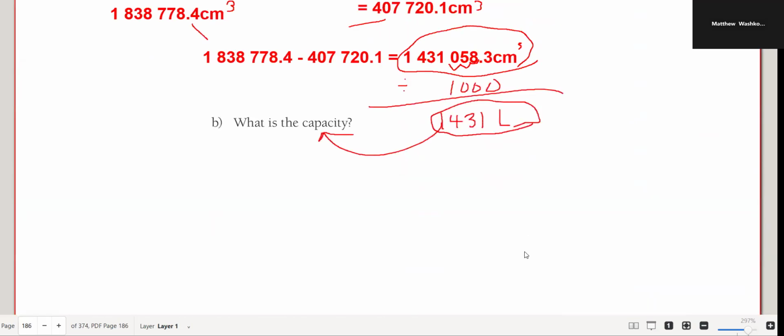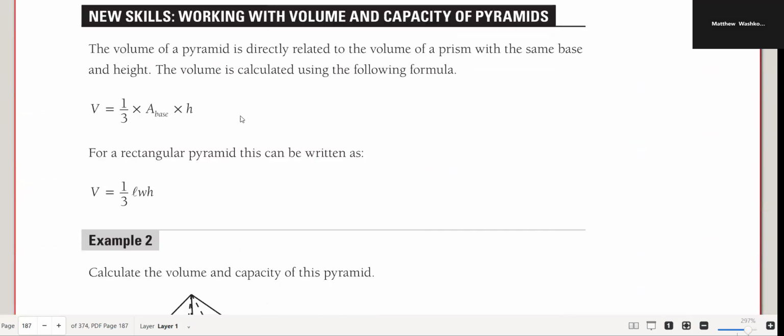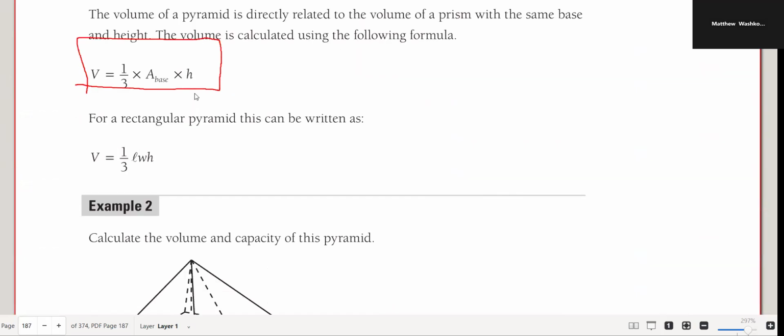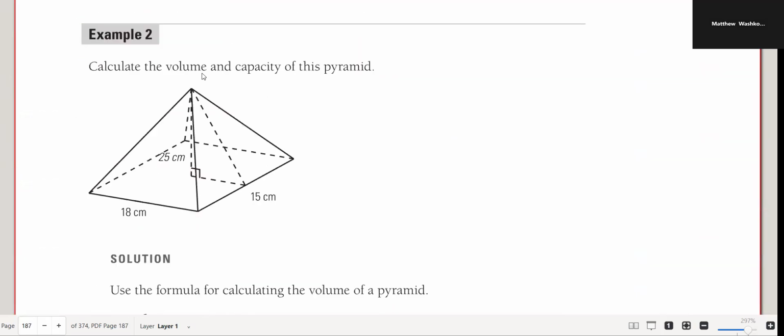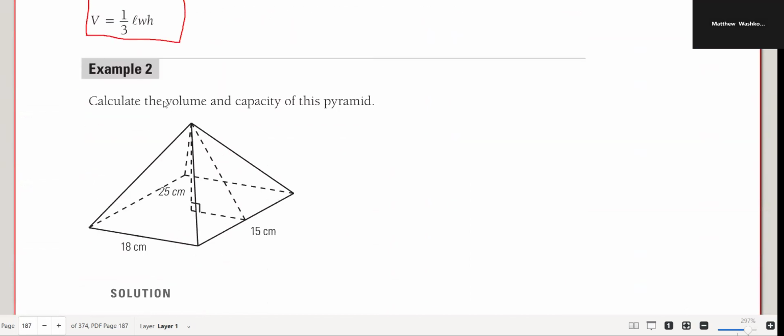All right. So spheres, easy enough. Pyramids now. For pyramids, what we do is it's 1/3 times the area of the base times the height. Now a pyramid has a rectangular or a square base. So it's actually 1/3 times length times width times height, right? So if we calculate the volume and the capacity, the volume is 1/3 times length times width times height. What's the length? 18. What's the width? 15.